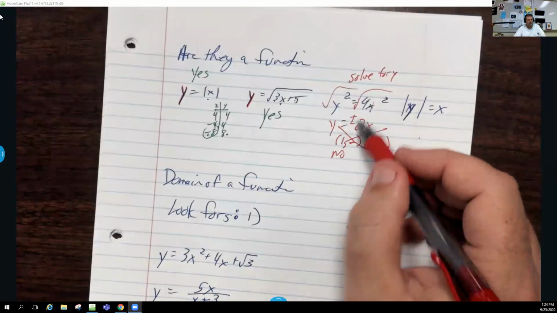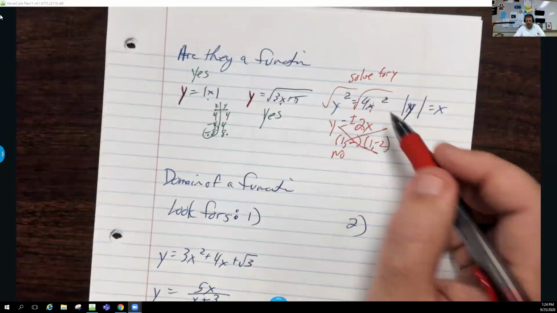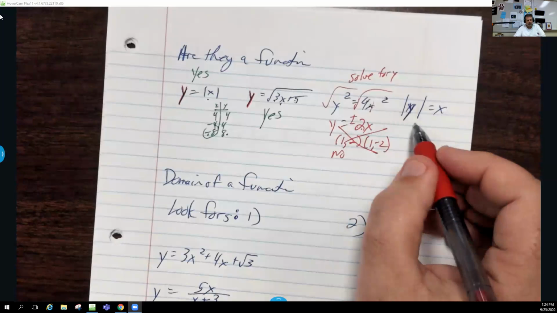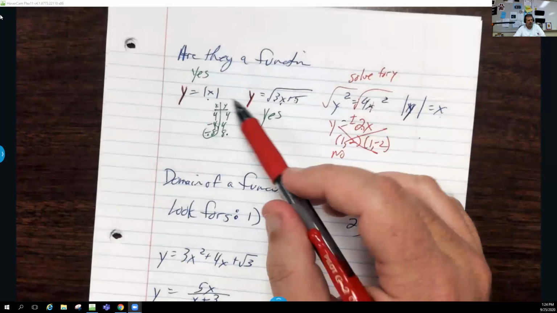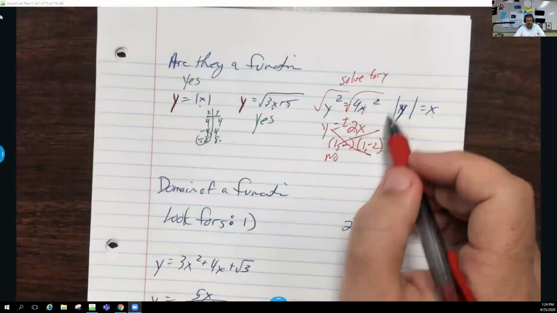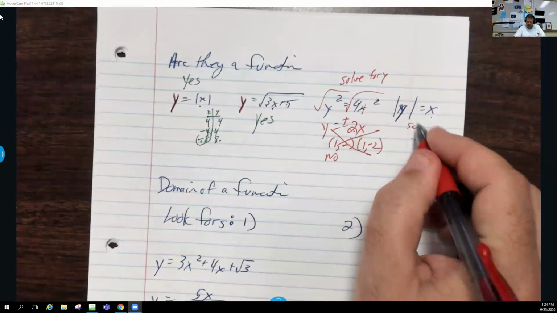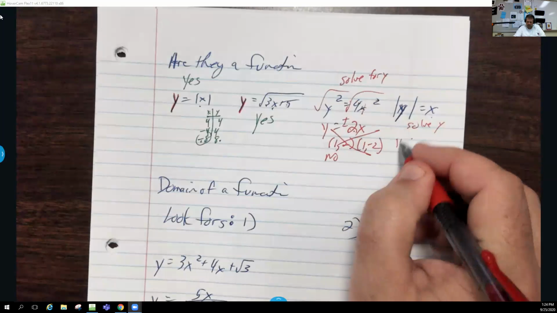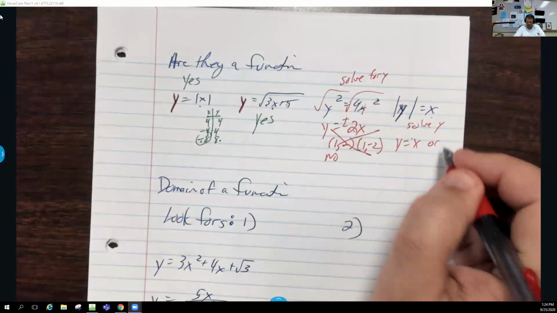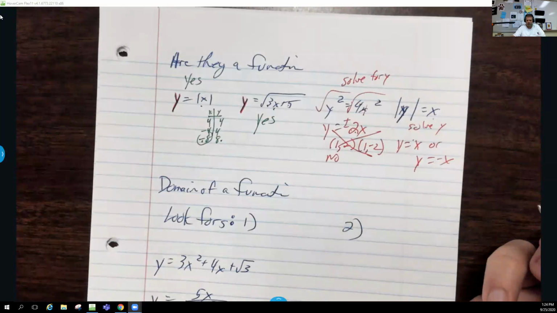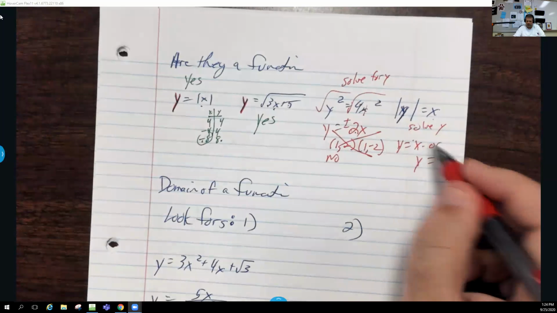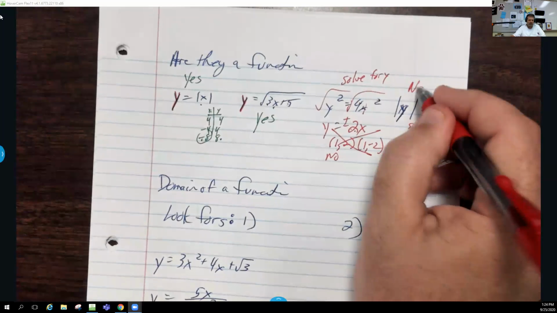Okay? Because I have two different answers here. I get a plus answer and a minus answer. So here, absolute value of x is equal, or y is equal to x. Now this is the opposite of this one. The difference is where the absolute value is. If I was to solve for y, I would get y is equal to x, or y is equal to negative x. That's what we learned last unit. Which means for every y, I get two different x values, which makes it not a function.